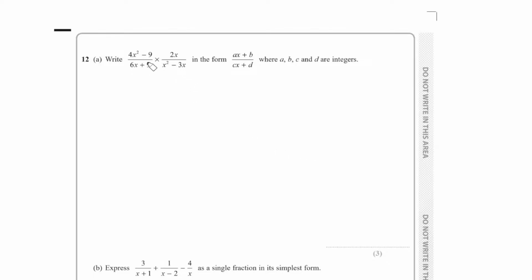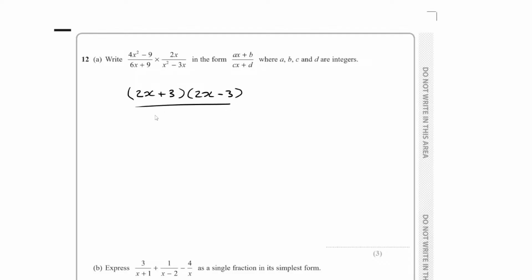Alright, so we've got to write 4x squared minus 9 over 6x plus 9 multiplied by 2x over x squared minus 3x in the form ax plus b over cx plus d, where a, b, c, and d are integers. So I'll just try and factorise everything first before I start multiplying. The first one is difference of two squares. Normally they throw that in somewhere, so if you haven't had it yet, it will come up at some point.